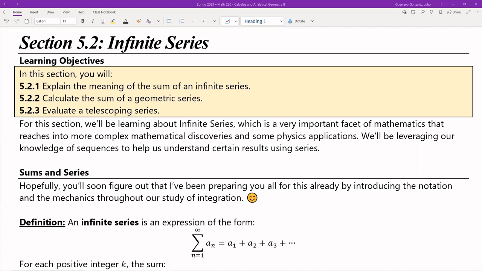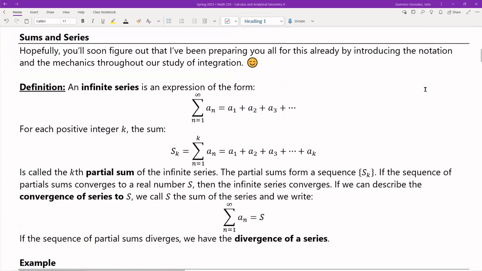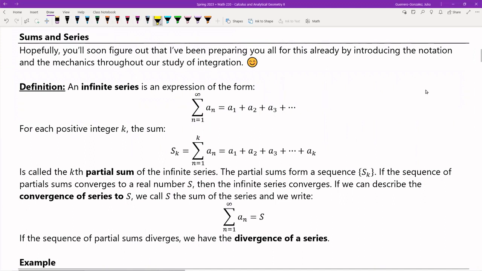Let me start with the definition of an infinite series. An infinite series looks like this. It's basically the summation of a bunch of terms, and those terms are defined by some sort of formula. Each one of these a1, a2, a3 is determined by a formula of some sort. We're going to call that a of n, and a of n tends to have a sequence attached to it, if you remember the previous section. This is what is called an infinite series, and the thing that gives it away is the infinity up here. Just keep that in mind.